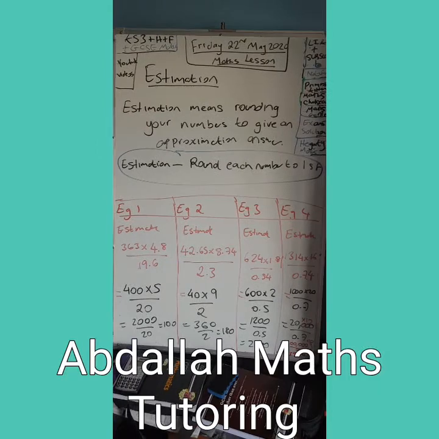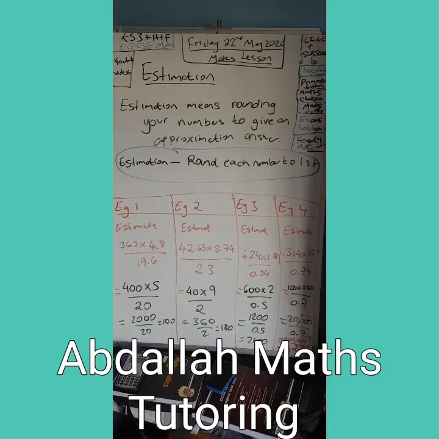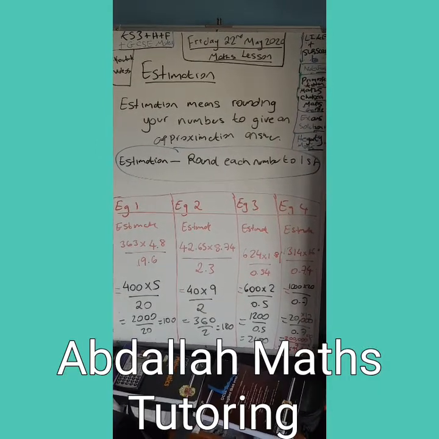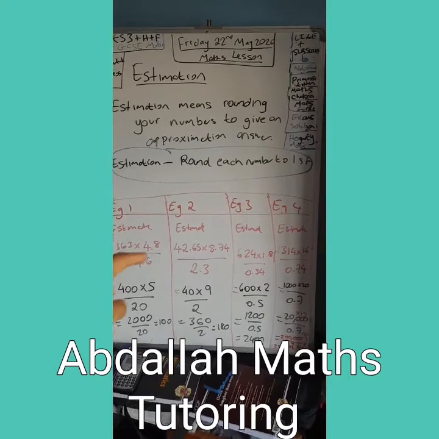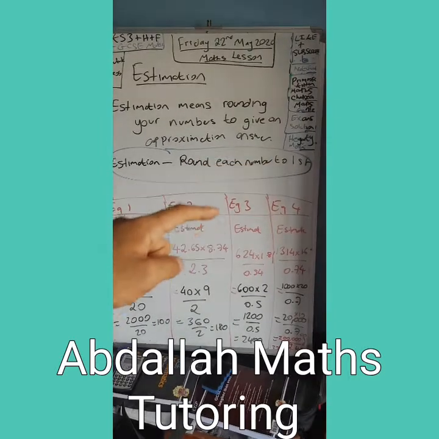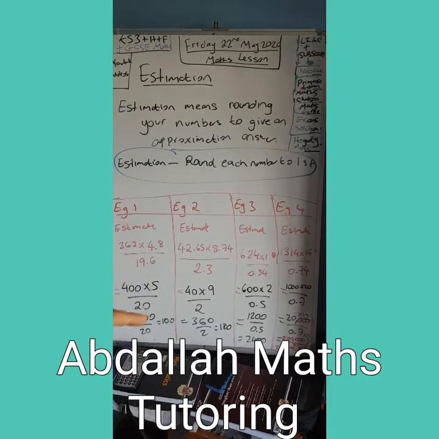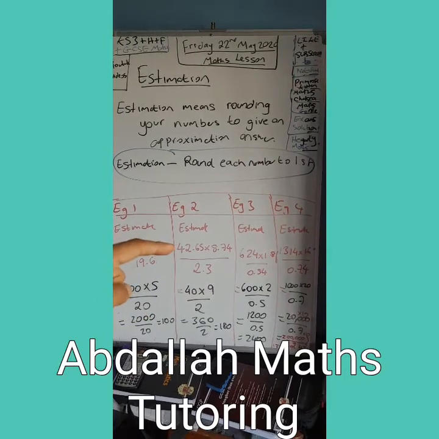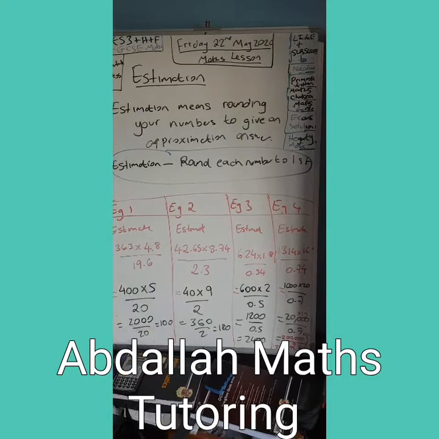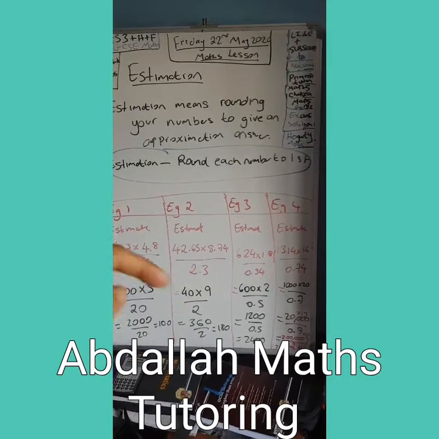Right, guys, example 2. Estimate 42.65 times 8.74 divided by 2.3. So again, rounding each number to one significant figure. I look at the second term. 4 is my first significant figure, 2 is my second. 2 is 5 or below, so I round down, so it becomes 40.